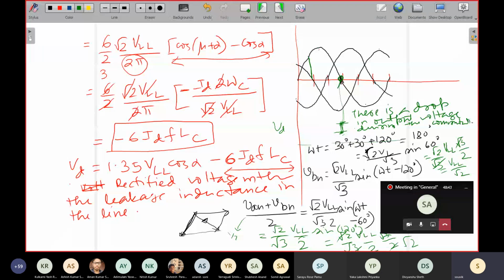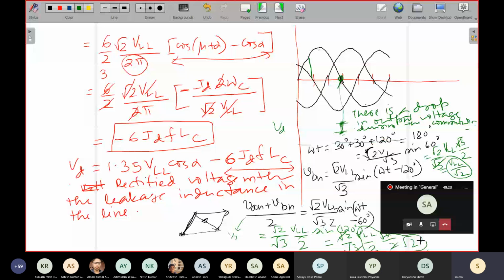And you have calculated in this case how much the drop is. The drop is half. In one case it is VLL by root 2, and in the other case it is VLL divided by 2 root 2. This is the second one. So there will be a dip in the voltage for a small duration, corresponding to the commutation angle mu. You can try to draw it, but since I want to touch upon a small topic, I am not drawing it.